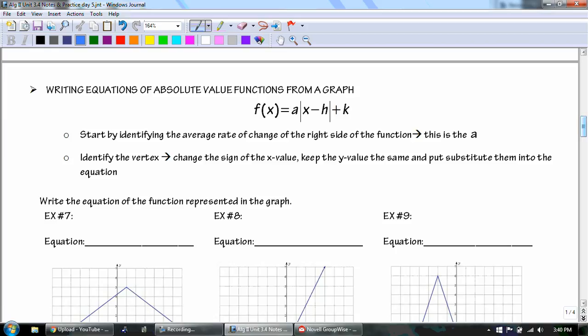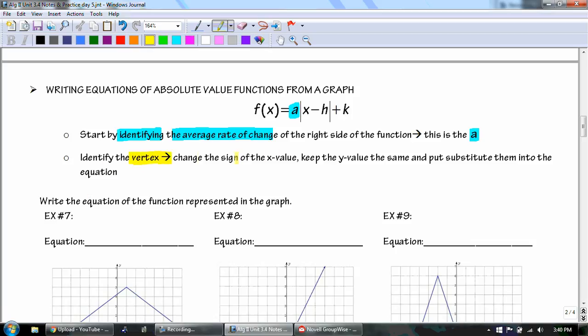On the back side, we're talking about writing equations of absolute value functions from a graph. The first thing that we need to know is to identify the average rate of change. That's the a, the number that comes out front. And then after we do that, we have to figure out what our vertex is.